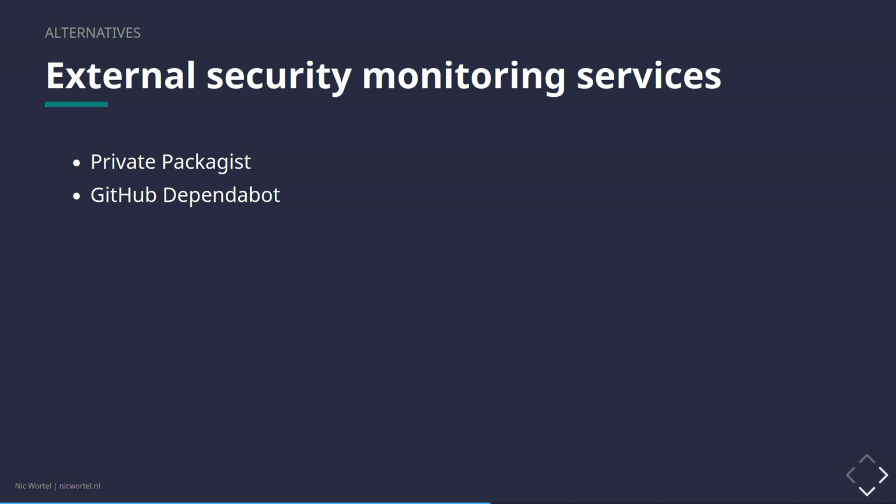Running this command by hand is useful to get some insight, but it means that you only get notified when you run it. So there are also some external services. Private Packagist is a paid service. I think GitHub Dependabot is included for most GitHub organizations. They give you a real-time notification as soon as a new vulnerability is found. So if you check composer audit only once per month, you can be vulnerable for almost a month. With these services, you get faster feedback.